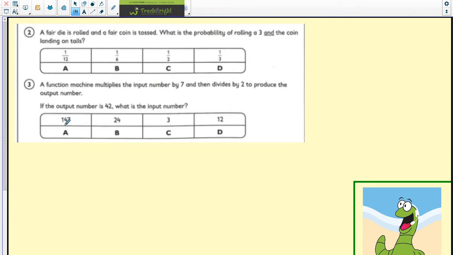Right, number 2. A fair dice is rolled and a fair coin is tossed. What's the probability of getting a 3 and a tails? Okay, so we've had a fair dice, and the odds of getting a 3 on a fair dice is 1 out of 6. The probability of landing on tails is 1 out of 2. The probability of both events happening at the same time, you times them together. So a half of a sixth is actually a 12th. So if you do both events, 1 out of 12 times you'll get those two results.